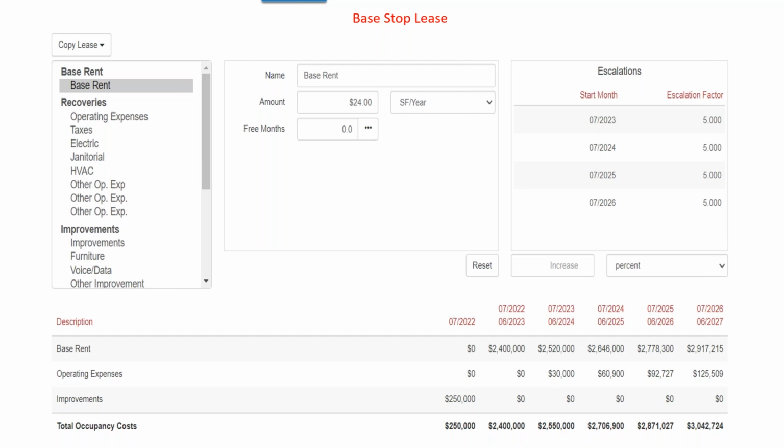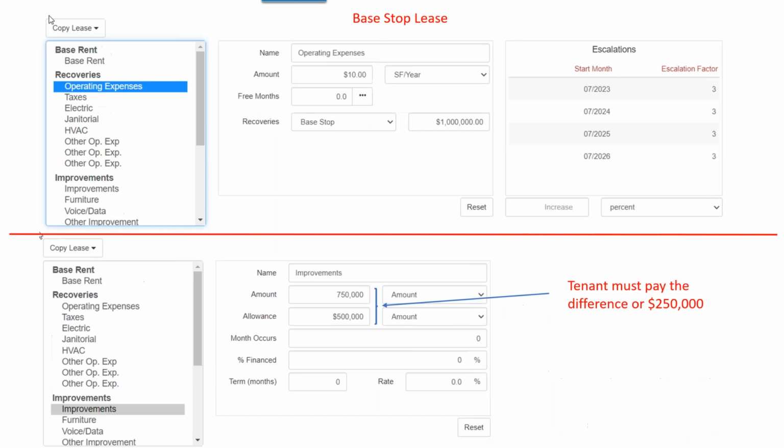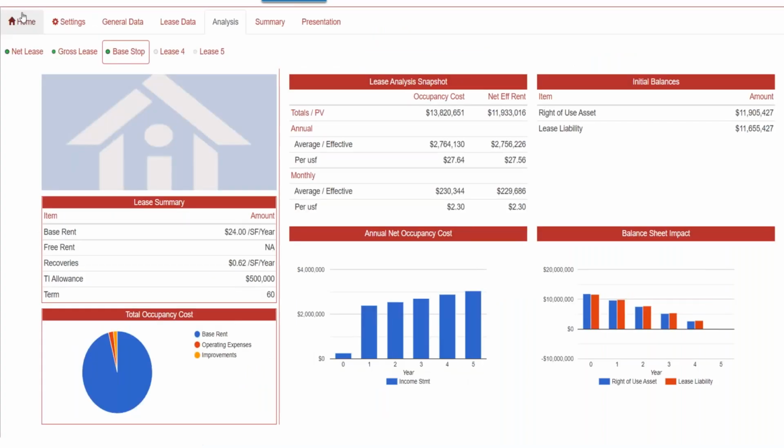better to use something like RealNex. So I just showed the base stop lease. We've already kind of gone through how you'd put in the data. So maybe focus more on the answer, but I do show here the input for the operating expenses at the top, and then at the bottom your input for the improvements. To again emphasize that the tenant in this case will pay the difference between the 750 and the 500, and then what your output looks like we talked about before.